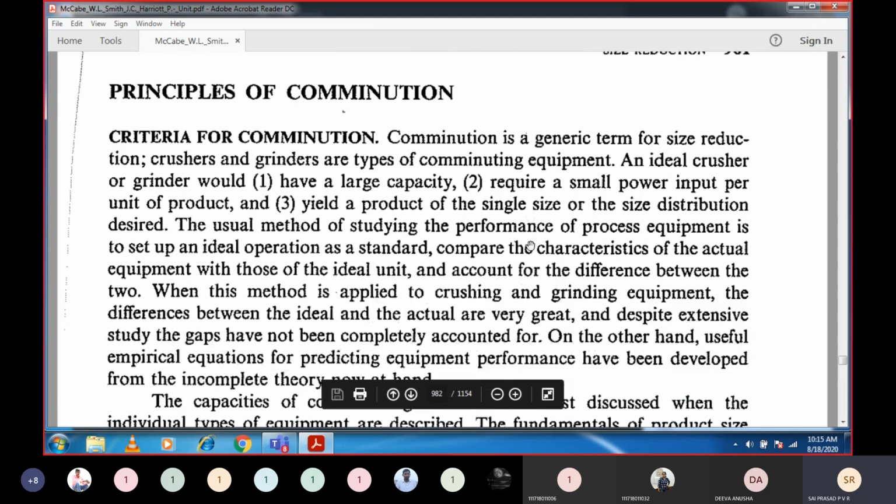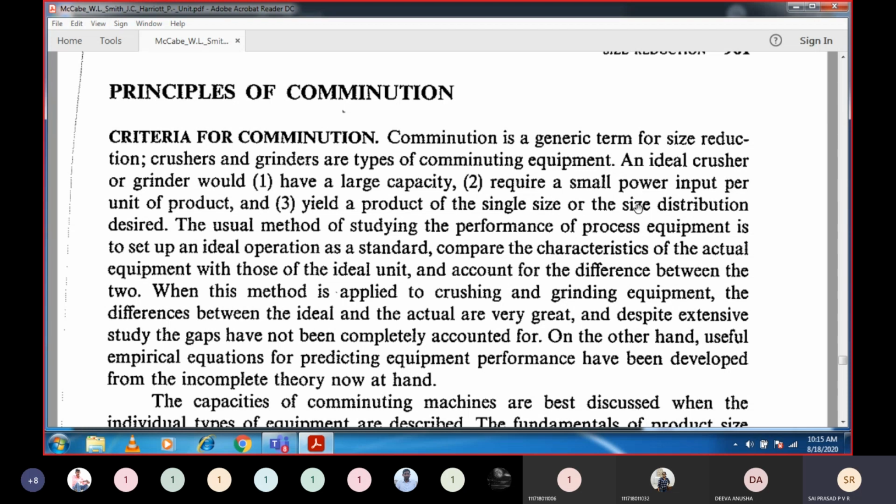Then principles of comminution. Comminution is nothing but size reduction. It is a generic name or a synonym of size reduction. Principles of comminution and the criteria of comminution. What is the criteria and what are the expectations for us from the size reduction equipment? Comminution is a generic term for size reduction.